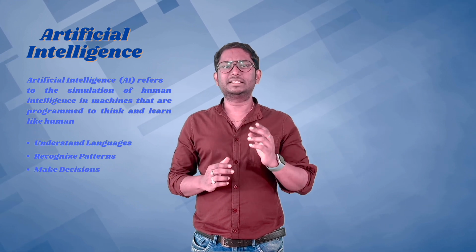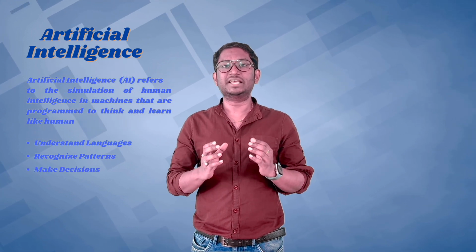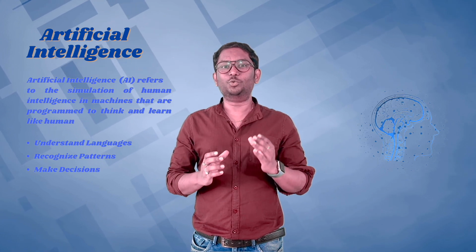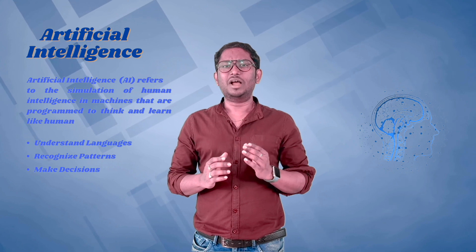AI or artificial intelligence is about creating machines that can think and act like humans. It allows computers to learn from experiences, understand languages, recognize patterns and make decisions. Think of it as giving machines a kind of brain power that helps them to do tasks without being directly told how to do everything step by step.